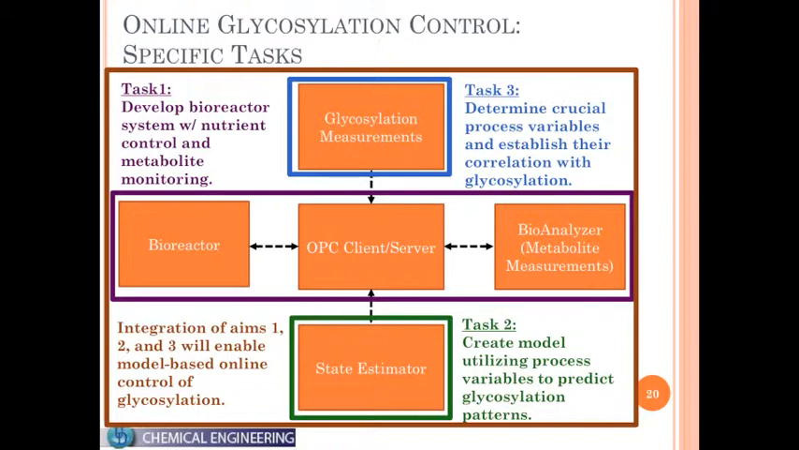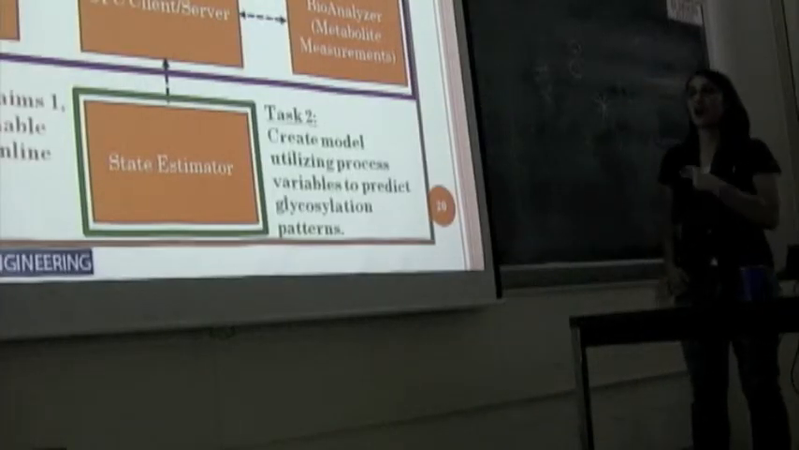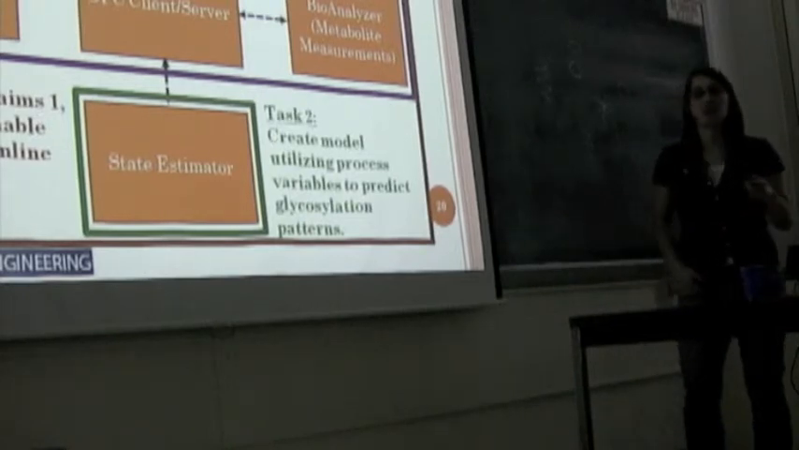Second, what we need to do is create a model that utilizes the process variables to predict glycosylation patterns. And then third, we'll have to determine what our crucial process variables are and actually quantify the relationship between the process variables and the glycosylation pattern. So once we incorporate all of these three together, it will enable us for online model-based control of glycosylation.